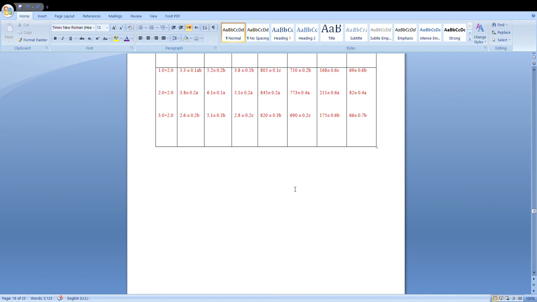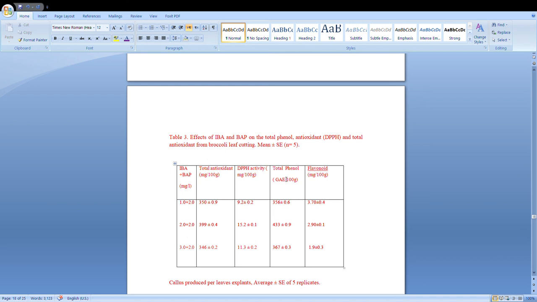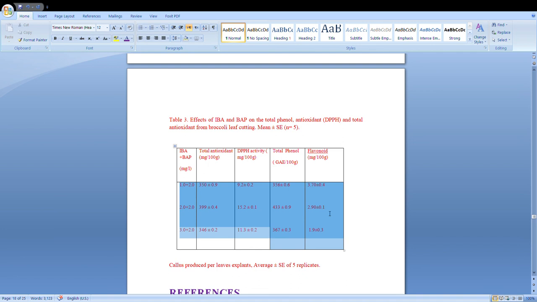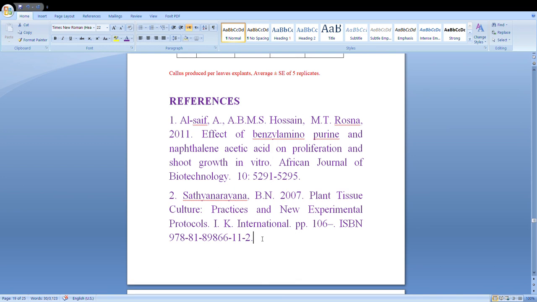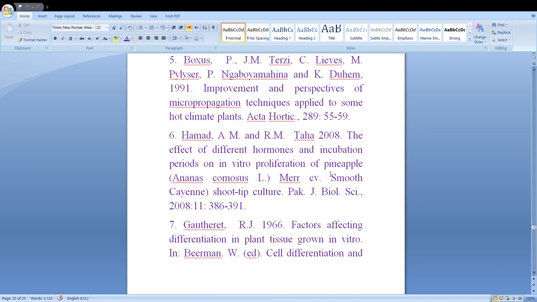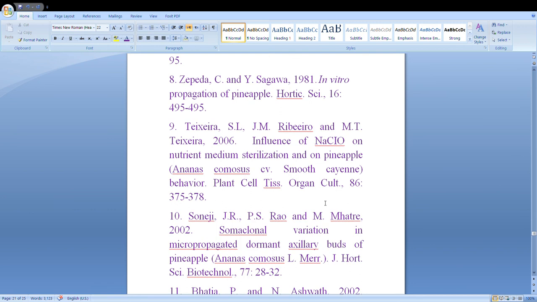Here also we can see the total antioxidant, DPPH activities, total phenol, and flavonoid also. The middle one we can see a very good result. We already discussed this, now we can see the table. So here we can see the references: our paper published before on pineapples, also others on banana, in the European Journal, and one published by our student and colleagues in the Pakistan Journal of Science.